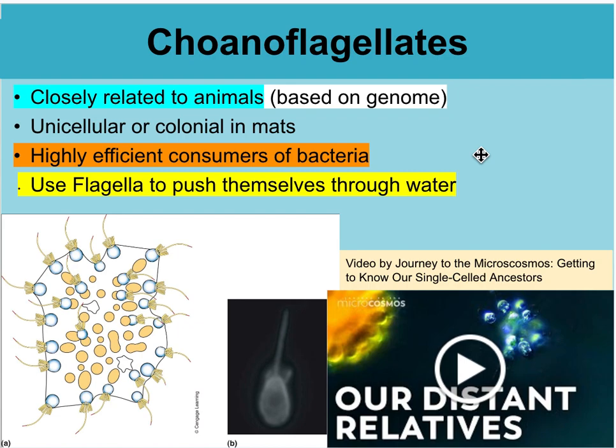So the choanoflagellates are very closely related to animals based on their genome. They have a lot of markers that show that they may be a distant ancestor to when true animals took off and started growing on Earth. They are highly efficient consumers of bacteria. A very closely related version of these live inside of sea sponges, and they use their flagella to push themselves through the water. This is a video by Journey to the Microcosmos, getting to know our single-celled ancestors, for more information on them.